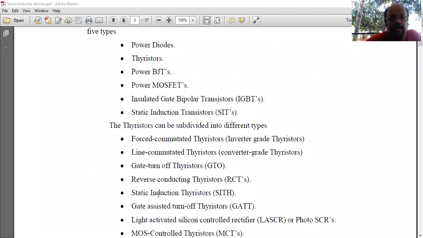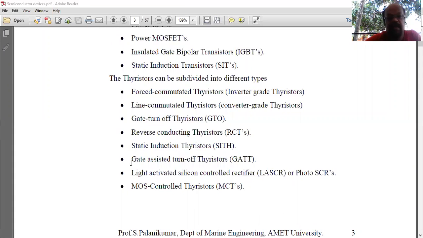So if you are asked to write a list of what all the switching devices are: power diode, thyristor, power BJT, power MOSFET, insulated gate bipolar transistor, static induction transistor SIT, gate turn-off thyristors, force commutated thyristors, line commutated thyristors, reverse conducting thyristors. So it is capable of reverse conducting. Then static induction thyristor, gate assisted turn-off thyristor, metal oxide semiconductor controlled thyristor. These are all the devices.